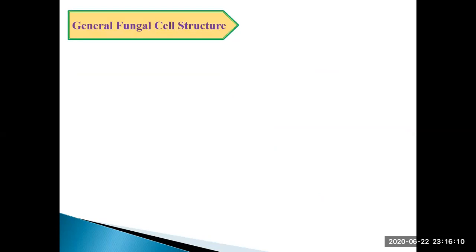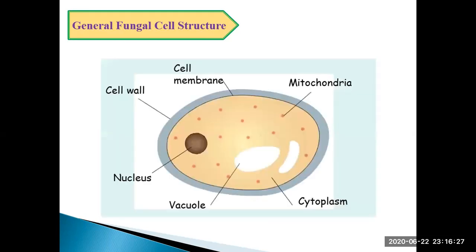Now we are going to read about general fungal cell structure. Actually, there are lots of varieties of fungus. Whenever we read the classification, you will know it very well. So we will read a very general structure that contains almost all cells. That is the general fungal cell structure. Here you can see the cell wall, nucleus, vacuole, cell membrane, mitochondria, cytoplasm, all of these are present. So we will now learn about this in detail.